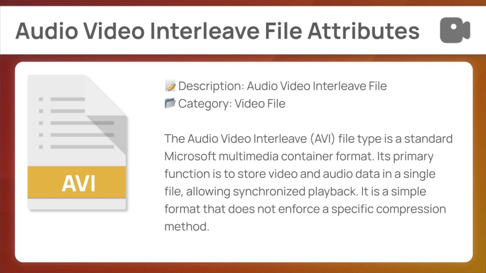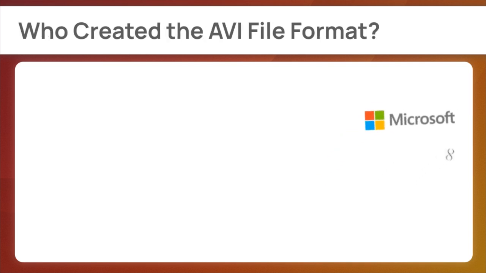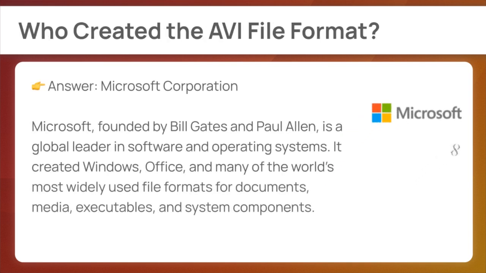It is a simple format that does not enforce a specific compression method. Developed by Microsoft for Windows, the format uses the Resource Interchange File format, RIFF structure. The design is simple, storing data in chunks called chunky files. Its major limitation is the lack of standardized compression, often requiring specific codecs to be installed for playback.